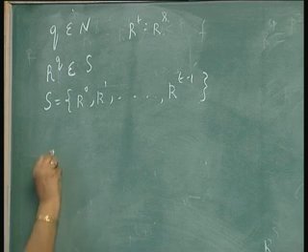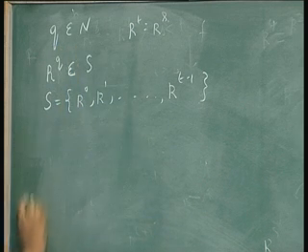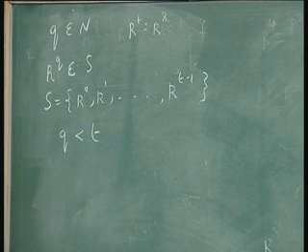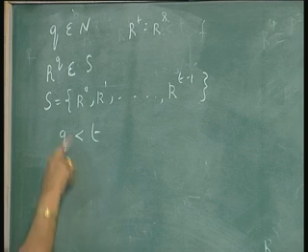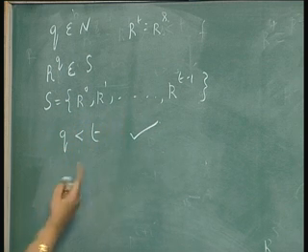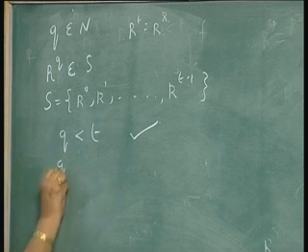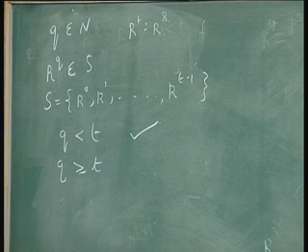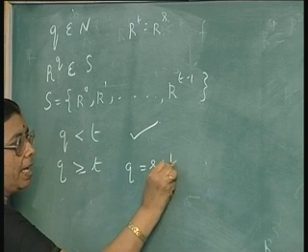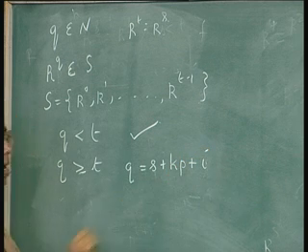Now, there are two possibilities. Take q belonging to N, q is any natural number. Then if q is less than t, obviously r^q will be in this set. So, that is okay. If q is less than t, r^q is in this set, so the result is proved. But if q is greater than or equal to t, what happens? Then you write q as s plus kp plus i.